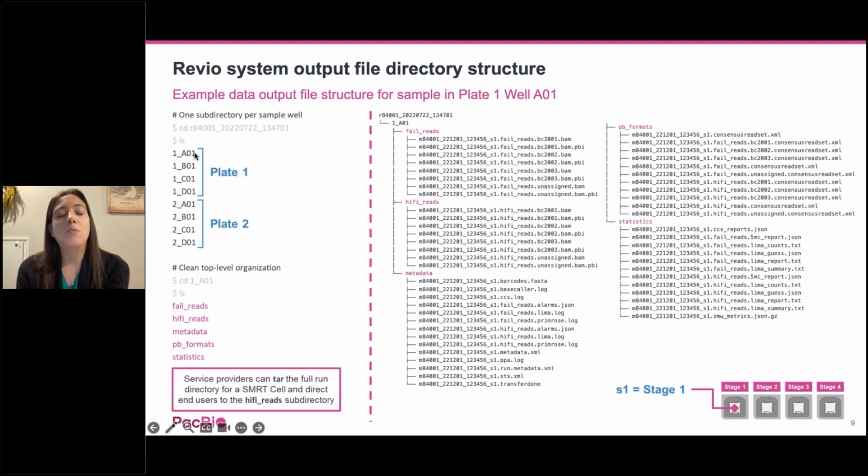So if you were to click on one of the sample subdirectories, let's take A01 for example, there's then another series of subdirectories where you can find your fail reads, HiFi reads, metadata files, PB format files, and other statistics. A service provider can just make a giant tarball of this run directory and send that out as delivery to your customer. And then you could just direct your end user to the HiFi read subdirectory for downstream data analysis.